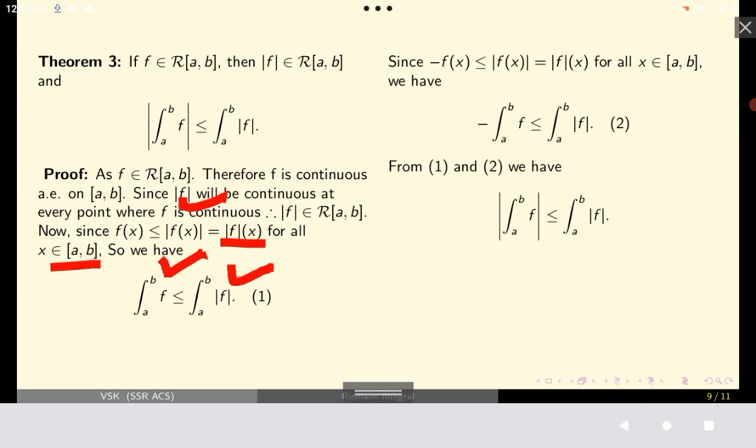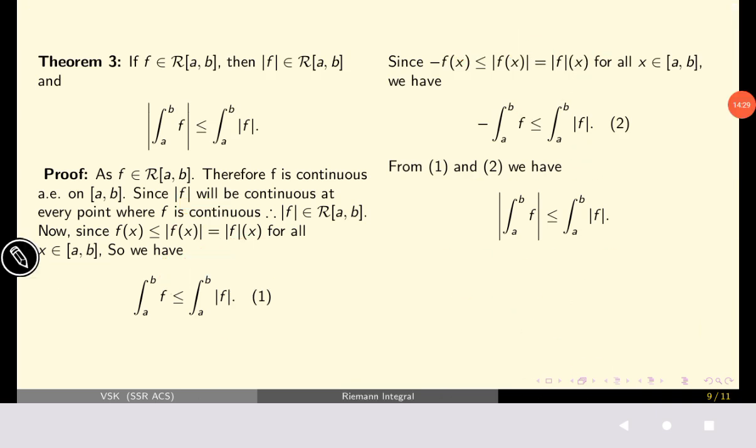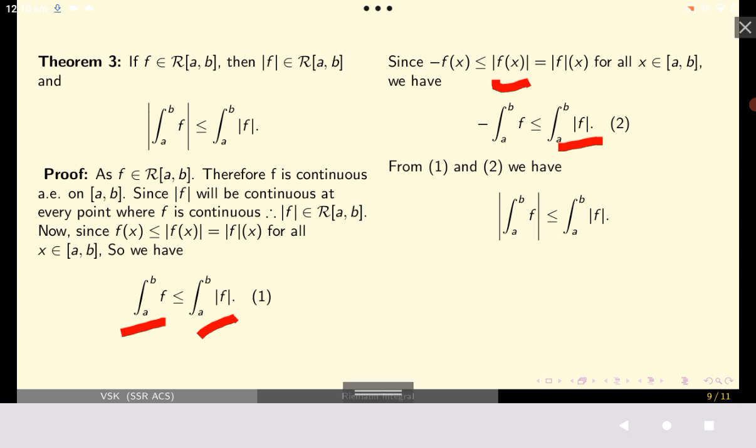This is the first one. Similarly, minus f(x) is less than or equal to modulus of f(x) for all x in AB. So this inequality holds over the integral also, so minus the integral over AB of f is less than or equal to the integral over AB of modulus f. Now, any number is less than or equal to a second number, and minus of that number is also less than or equal to the same number. So from 1 and 2, the modulus of this is always less than or equal to this. So in this way it is proved very easily.